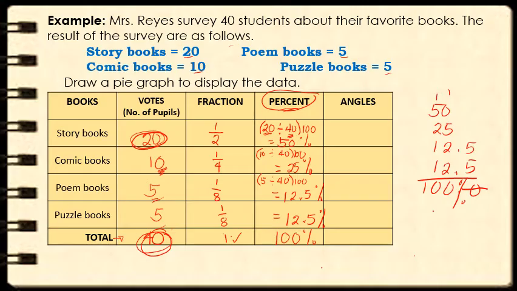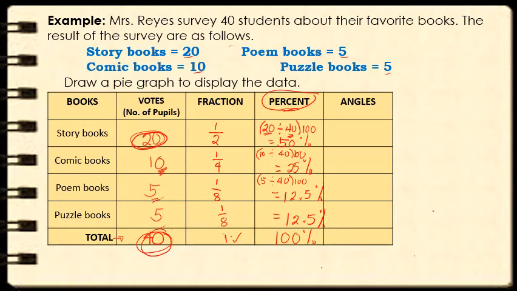Okay. So, tapos na tayo sa third column. Punta na tayo sa angles. So, how do we solve for the angles of each part of the graph? Itong storybook, comic books, poem books, puzzle books. Importante ito kasi dito tayo titingin mamaya para makabuo tayo ng pie graph. So, para naman makuha mo ang sagot dito sa angles, ganito lang ang gagawin mo.